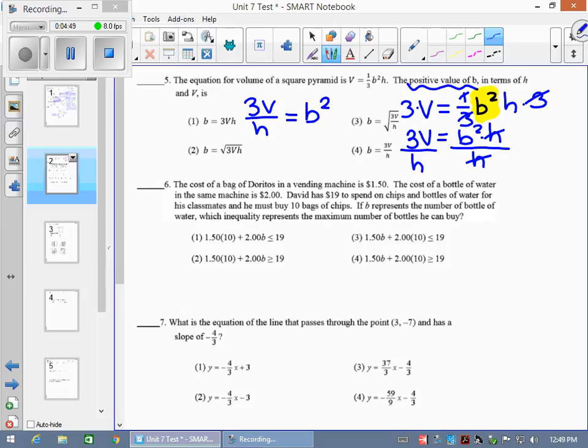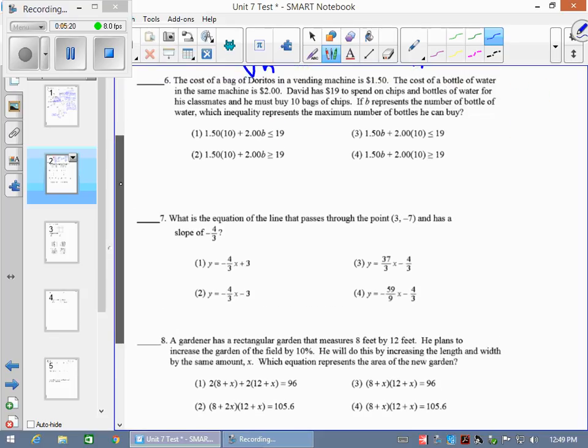This is quadratic. To undo a square, I would need to square root. Normally, I would put a plus or minus when I put a square root into an equation. However, they said just the positive value. So I don't have to worry right now about the plus or the minus. I'm just dealing with a positive square root. So b is equal to the square root of 3v over h, just positive square root. Choice 3.